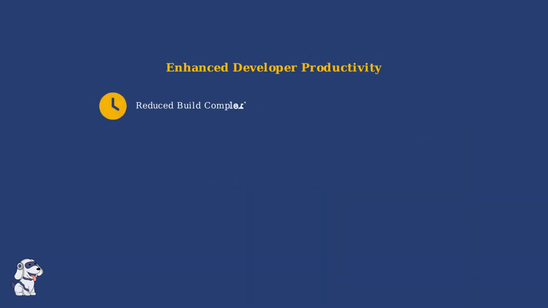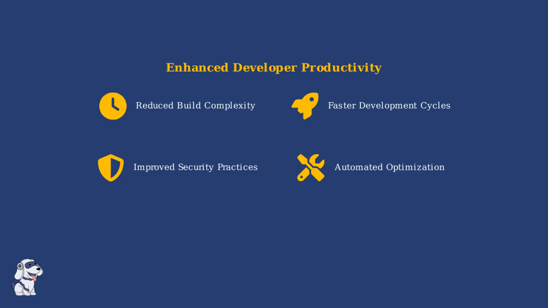These specialized tools significantly enhance developer productivity by reducing build complexity, accelerating development cycles, implementing improved security practices, and providing automated optimization. The result is a more efficient and streamlined container development workflow. Ko and Jib represent essential tools in the modern container development toolkit, offering language-specific optimizations that traditional Docker builds cannot match. Their adoption continues to grow as development teams prioritize efficiency and productivity in their containerization workflows.